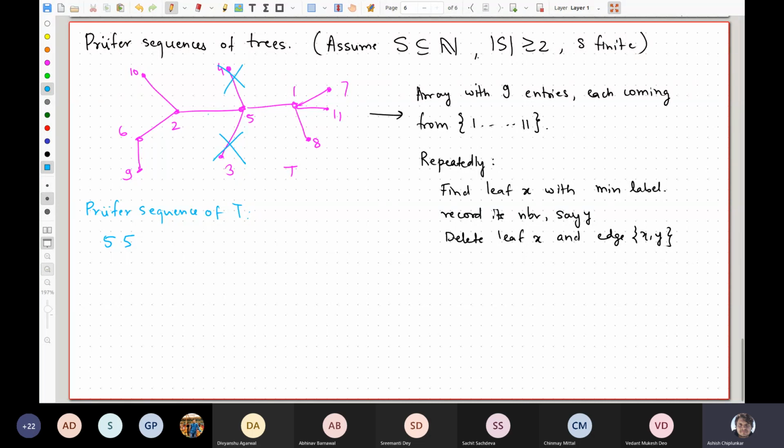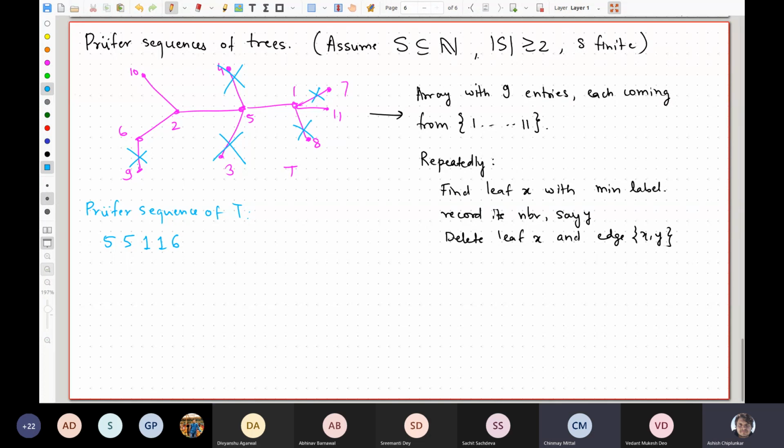What next? 7 is the leaf with the minimum label. That is true, but what should I record over here? 1, and delete the 7. Another 1, and what should I delete? 8. Yes. Now what? 6. Record a 6, delete 9.